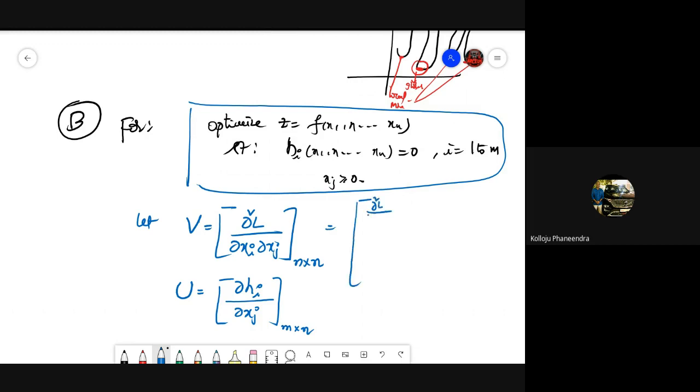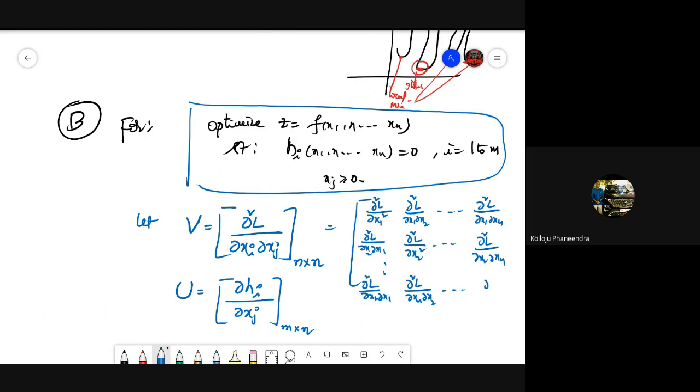The first row is del square L by del x1 square, del square L by del x1 x2, and so on up to del square L by del x1 xn. Then del square L by del x2 x1, del square L by del x2 square, up to del square L by del x2 xn. Lastly, the nth row, del square L by del xn x1, del xn x2. You have to listen compulsorily, because we have to solve the problems. So the method is very important.